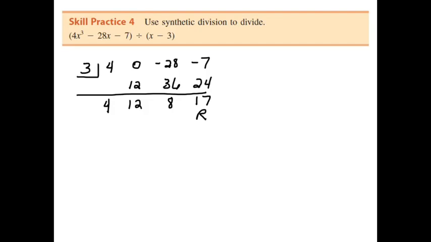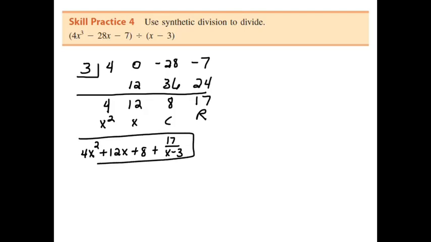We started with x cubed, so this is x squared, and then x, and then our constant. So our answer is going to be 4x squared plus 12x plus 8 plus 17 over x minus 3. And that's your final answer. Whoops, I didn't put my x. No, that's right.